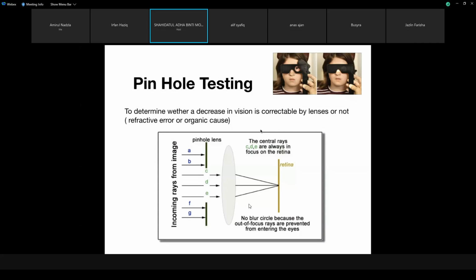Okay, alright. So what is the use of this pinhole? Why do we need to do the pinhole? Because this pinhole allows parallel light to fall exactly on the retina. So it allows you to look at the D line in the middle. The D is usually what falls exactly on the retina.